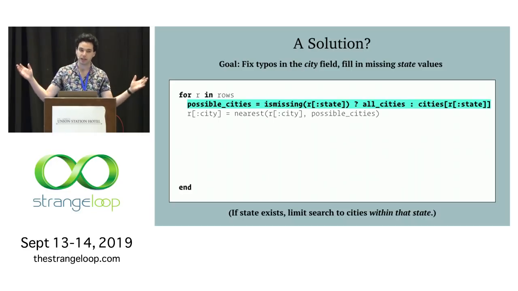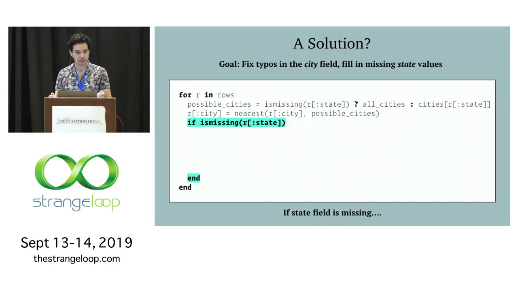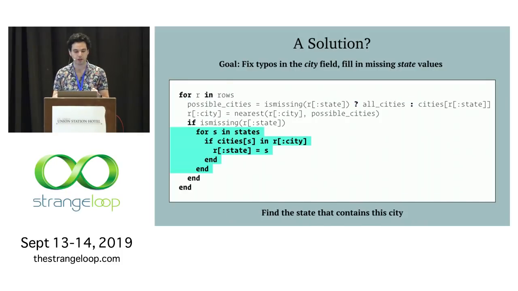every city in the United States. If we don't know what state it is, we can't do better than that. Or if we do know the state, we're going to limit the possible cities to the cities within that state. If we are missing the state, we have to fill it in. So how are we going to fill in the state? Well, we're basically going to loop through all the states and find a state that has the city that we just inferred was the true city, right? So here's our script.